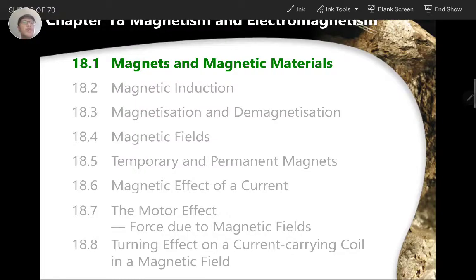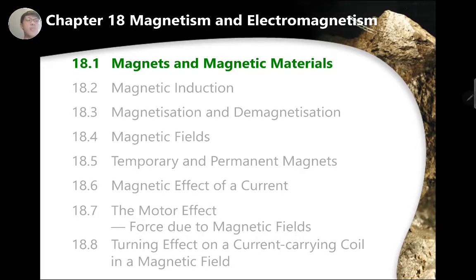Okay, so today we're not covering everything. This is the entire overview of the entire chapter. As you can see, there's a lot to cover, but a lot from here onwards is electromagnets. 18.6 onwards is electromagnets, alright? So we're looking at just magnetism, which is 18.1 to 18.5, still a lot. But with this video, we're just going to cover 18.1.